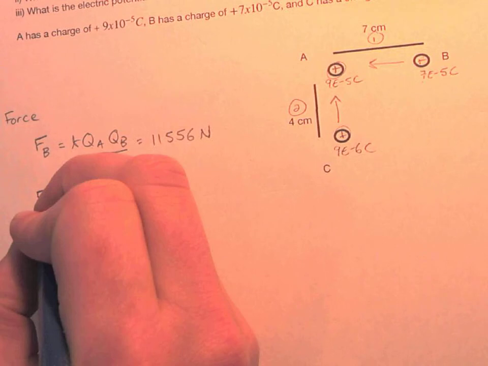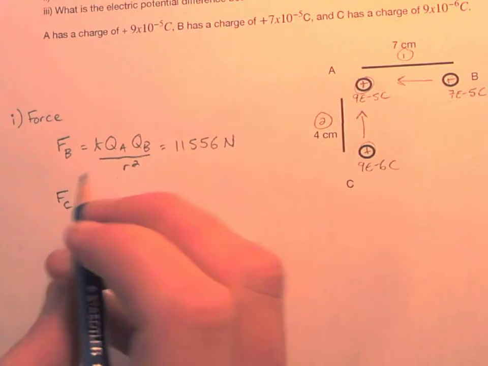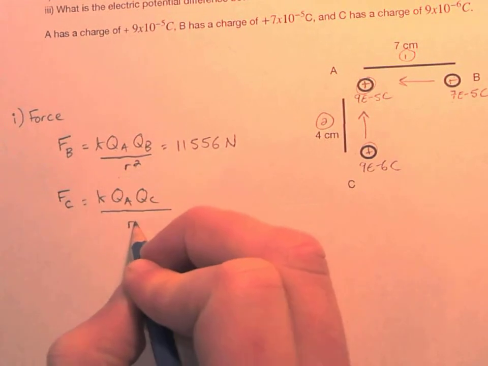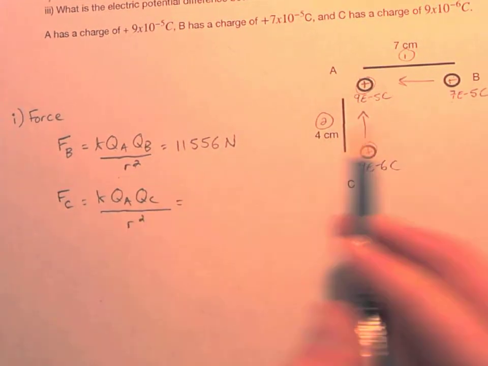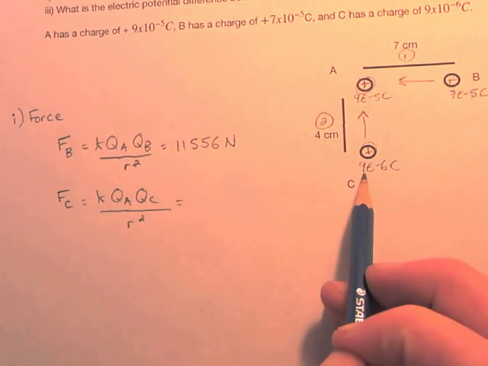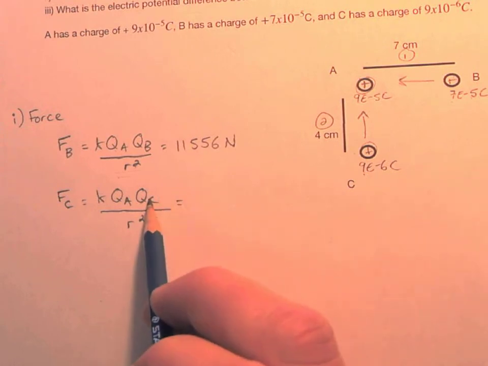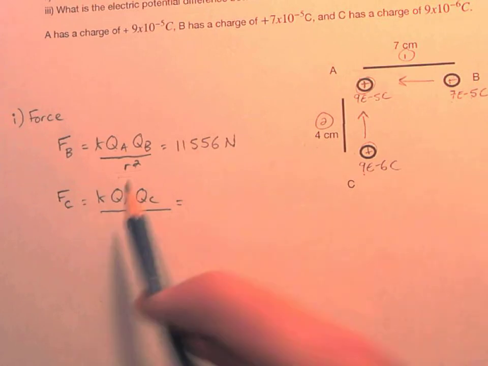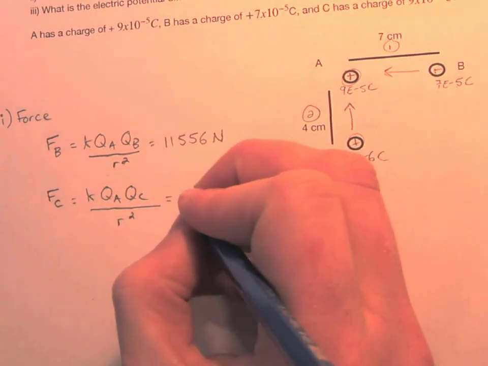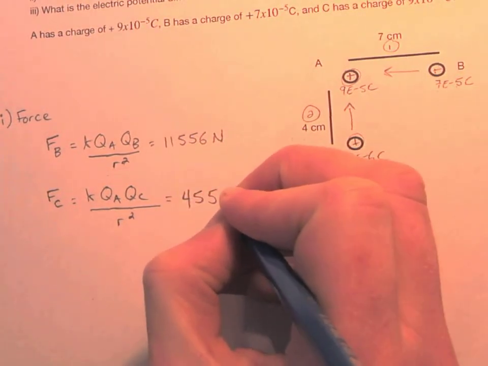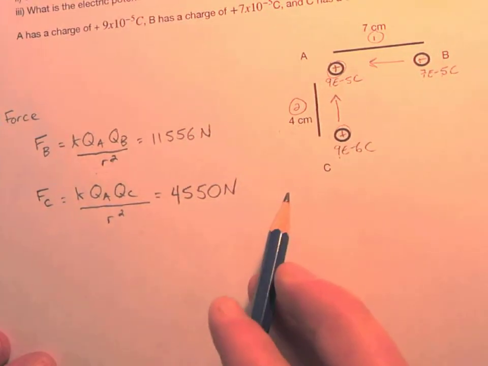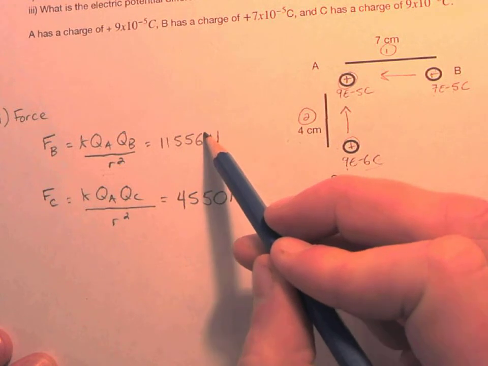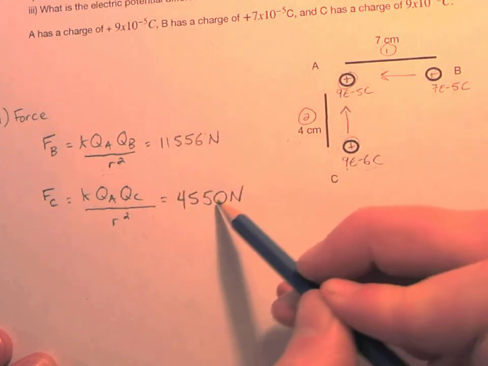And then we have F of A and C this time, which is going to be K QA again, but this time QC over R squared. So now instead of plugging in the 7e to the negative 5, we're going to plug in 9e to the negative 6 for your QC. And then your R is going to be 0.04 instead of 0.07 this time. So this time we get 4,550 newtons, which makes sense because this is a much smaller coulomb amount. Okay, so it's going to feel this one to the left, this one up.